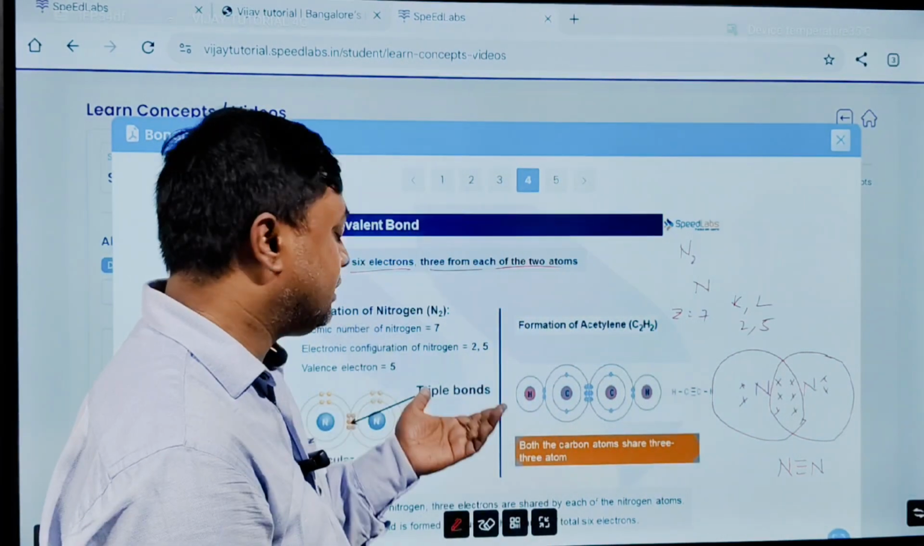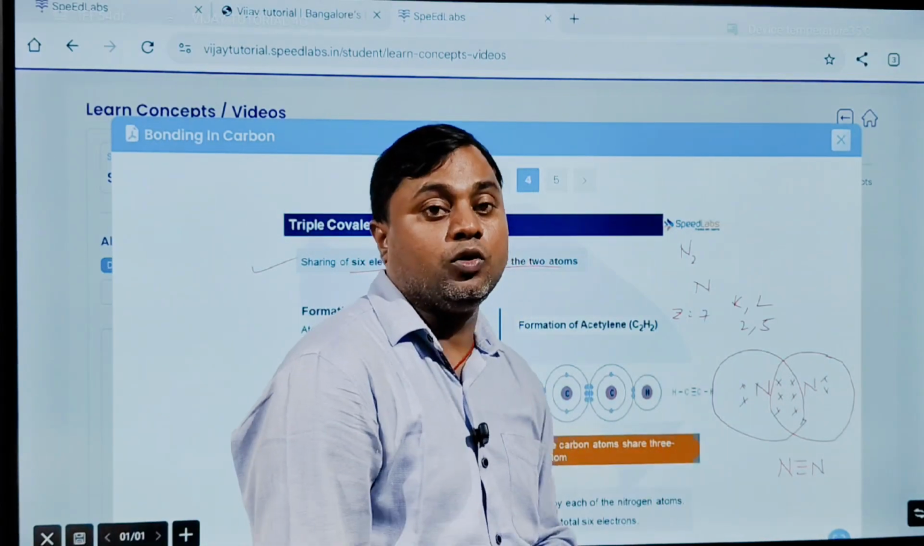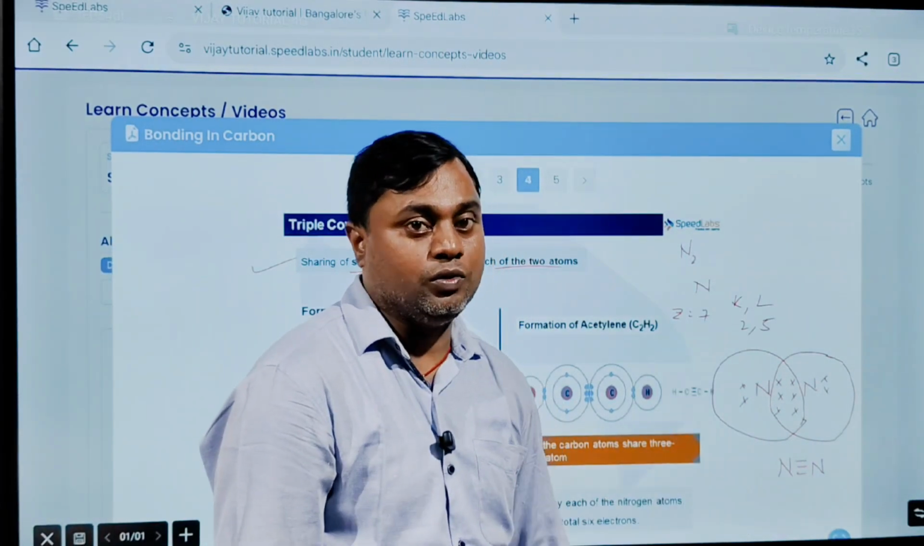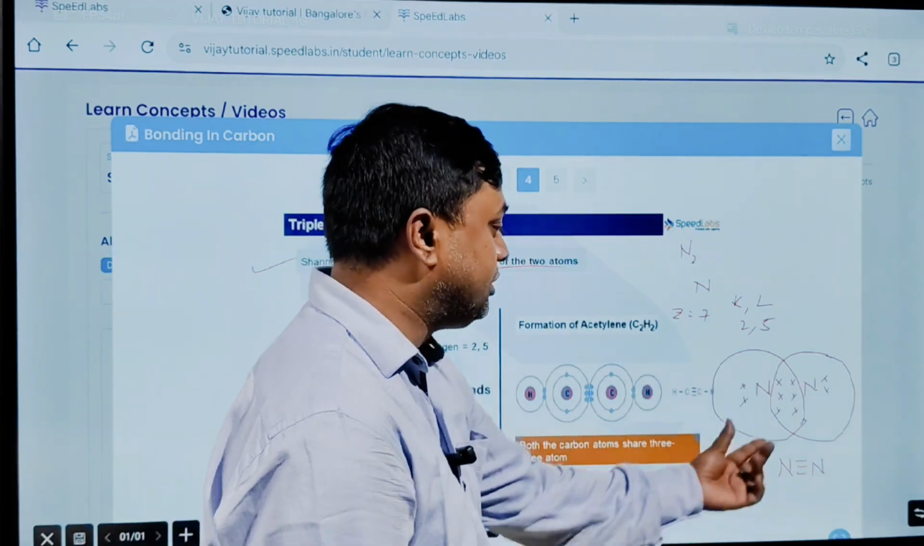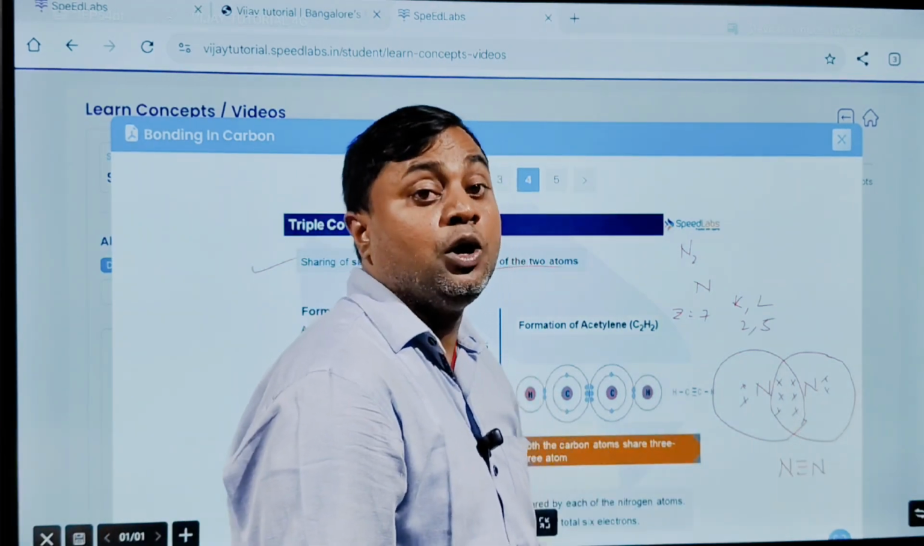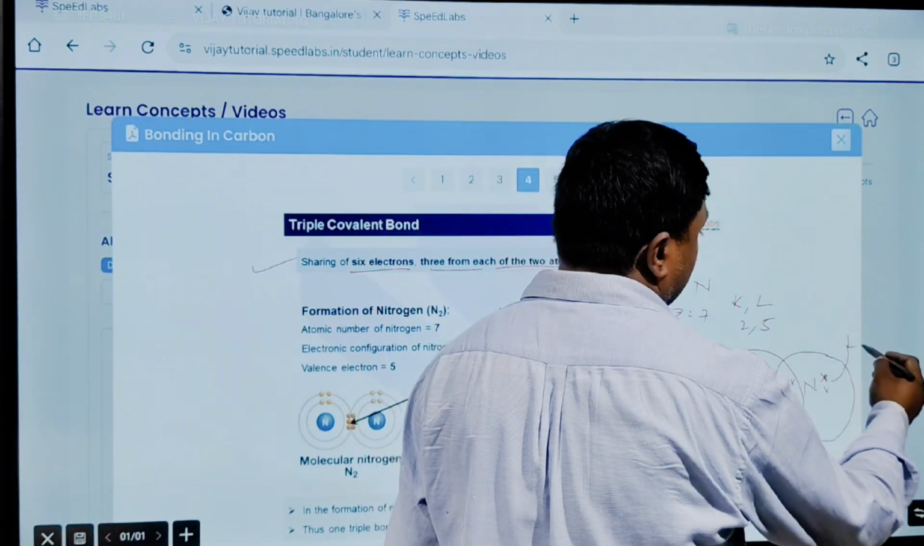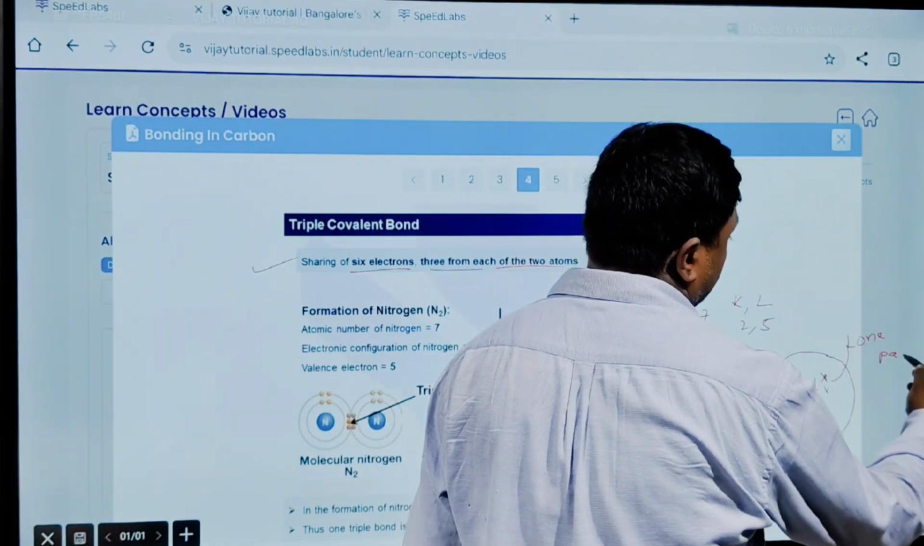So here you should understand that in a covalent bond, mutual sharing of electrons takes place. It means if it is taking 3 electrons, it can give only 3 electrons. Yes or no? The pair of electrons which takes part in bonding is called a bond pair. Which is not taking part in bonding is called a lone pair of electrons. This is called lone pair electrons.